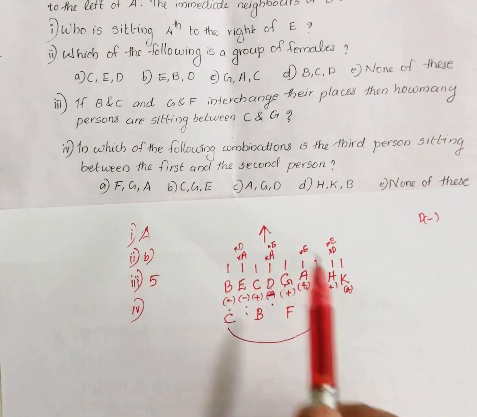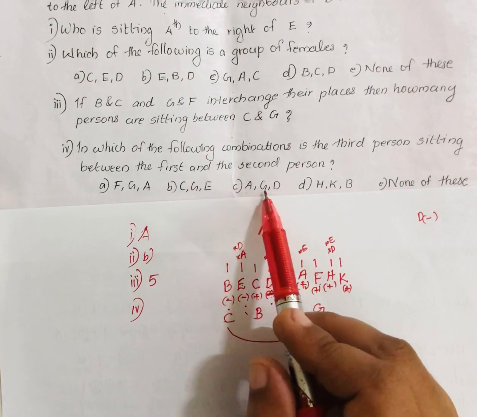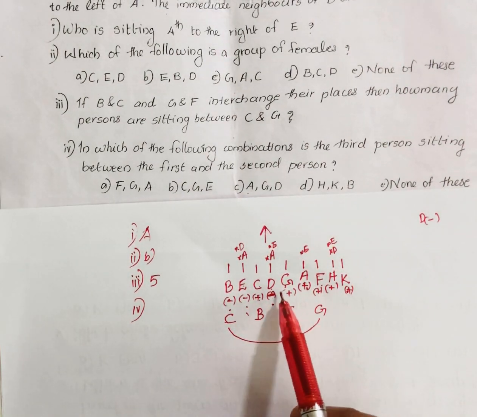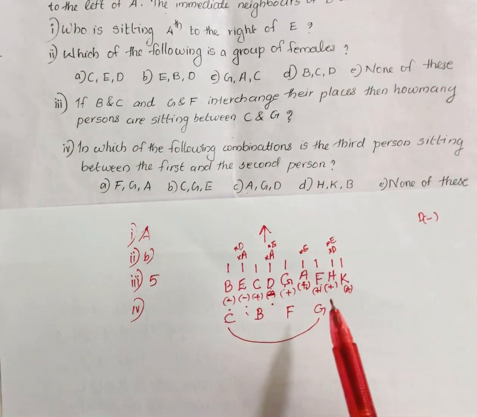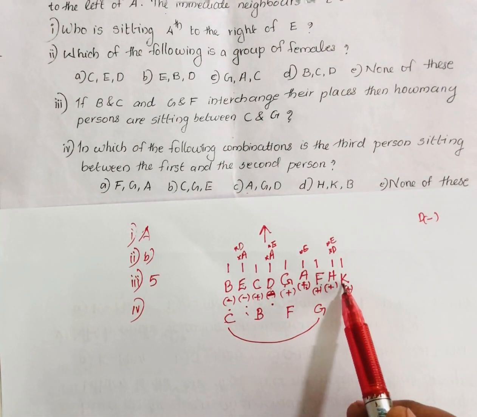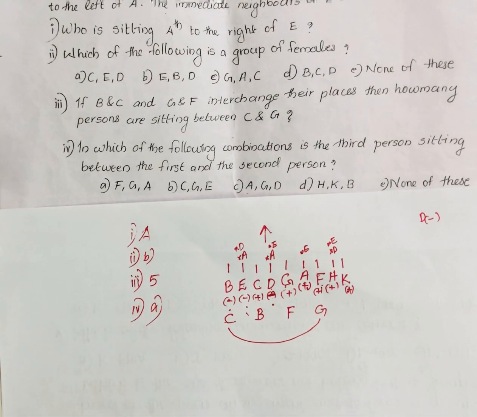E, C, G. E is not between C and G. D, A, G. D is not between A and G. B, H, K. H, K, B is not between that. So only first option is the correct answer. So option A is the answer.